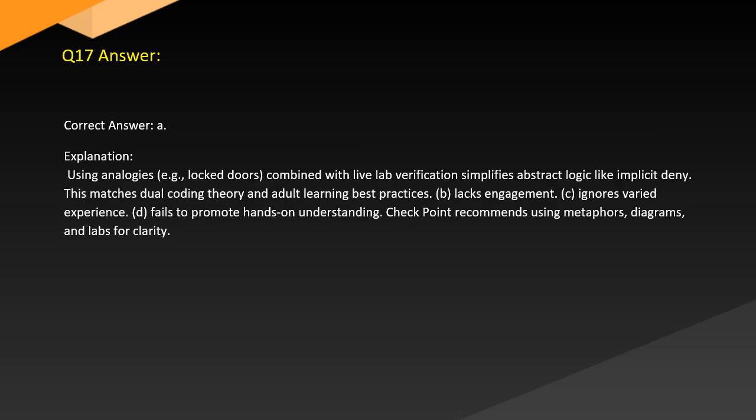Answer. Correct answer: A. Explanation: Using analogies, e.g., locked doors combined with live lab verification, simplifies abstract logic like implicit deny. It matches dual coding theory and adult learning best practices. B. Lacks engagement. C. Ignores varied experience. D. Fails to promote hands-on understanding. Checkpoint recommends using metaphors, diagrams, and labs for clarity.